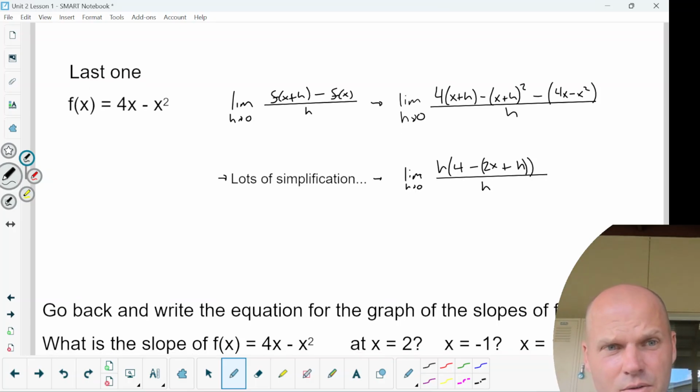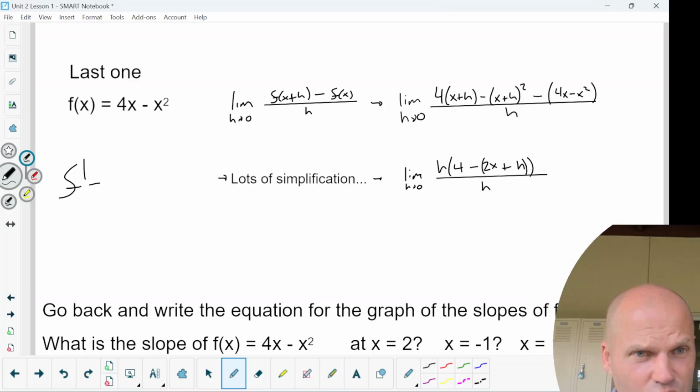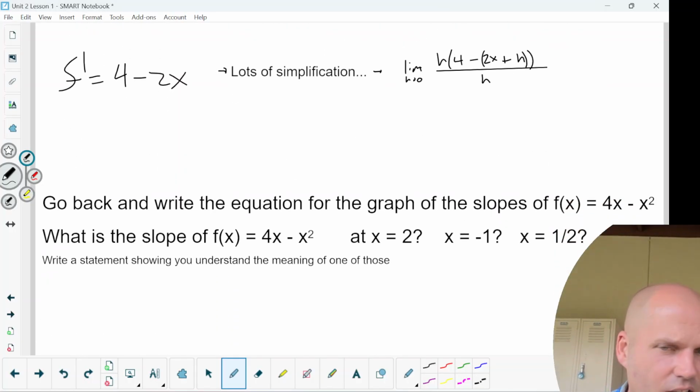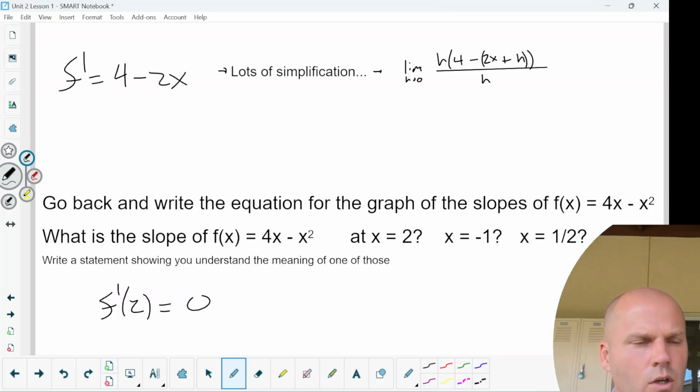Cool. I'll tell you that for 4x minus x squared, the slopes are just 4 minus 2x. Great. And you can answer these questions by plugging in. If you plug in 2, guess what you get? 0. What does that mean? At x equals 2, we flattened out.